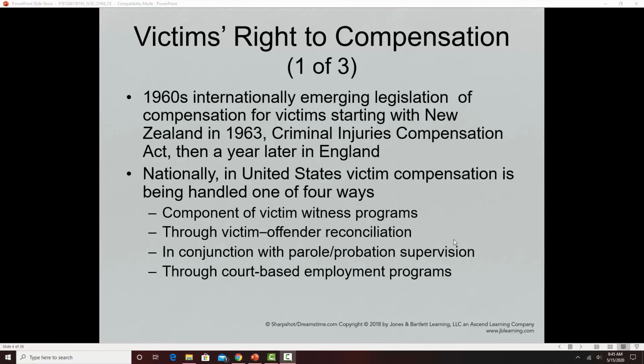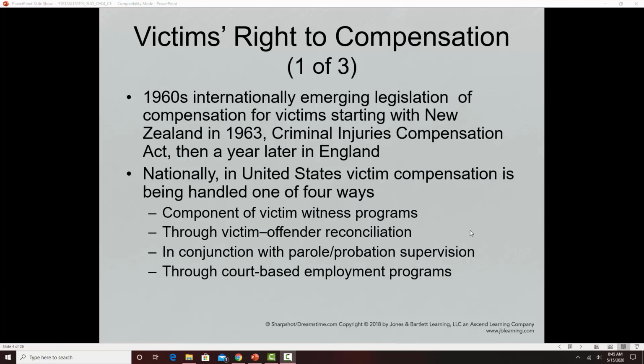Now, when you think about how much money victims get, it really depends on the state. Some states have a maximum of $25,000, and other states have no cap on it.